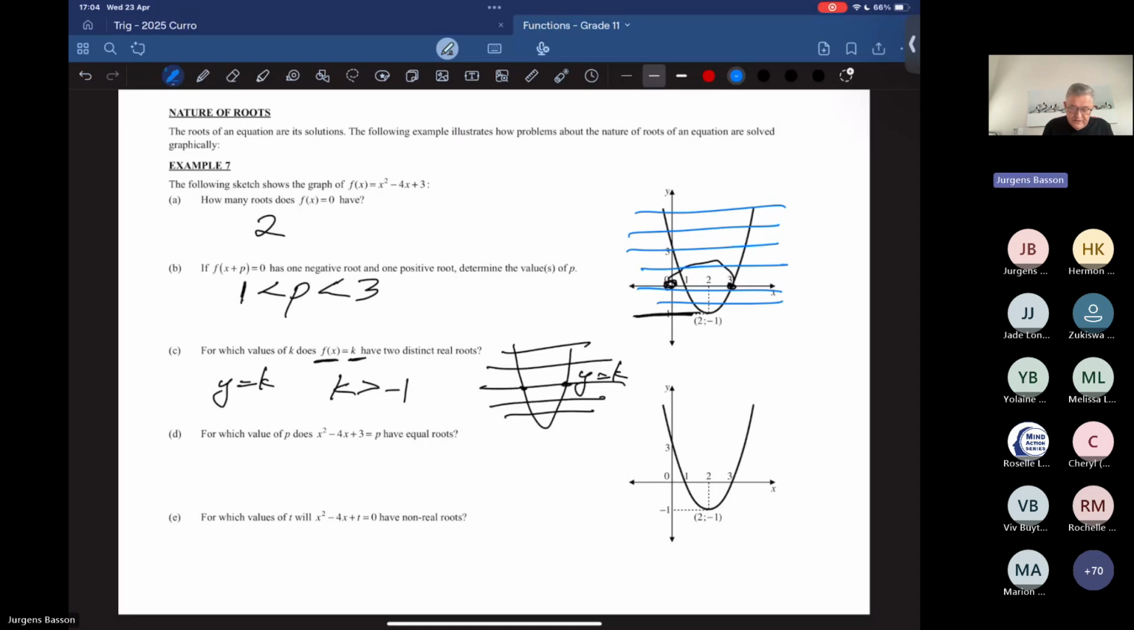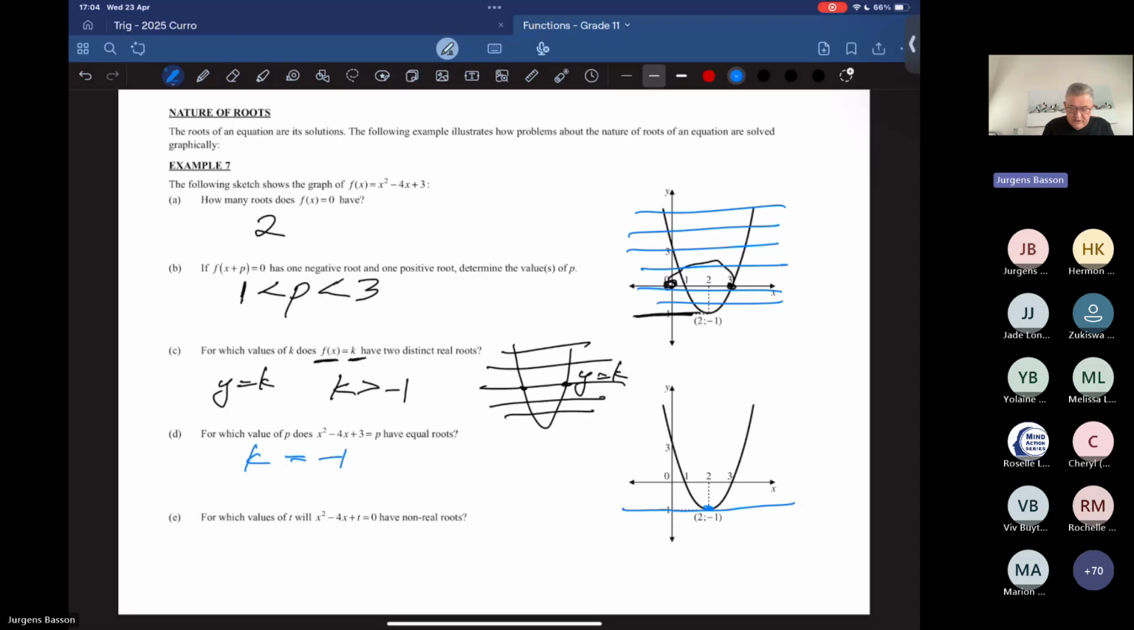So you notice D is exactly the next one. They say equal roots. The same one, but now I put it equal to P. So you agree now we need to draw the line at the turning point, because now there's only one solution. So that is k equal to -1.